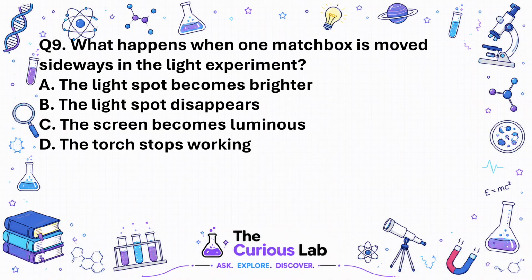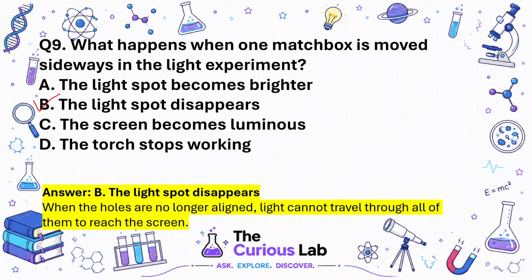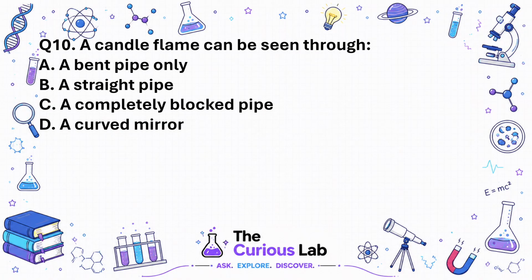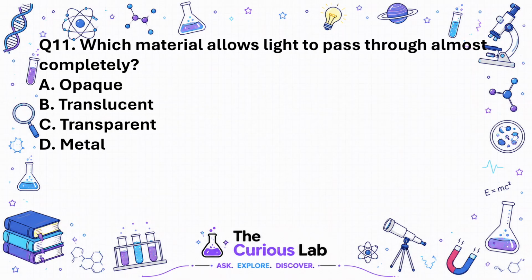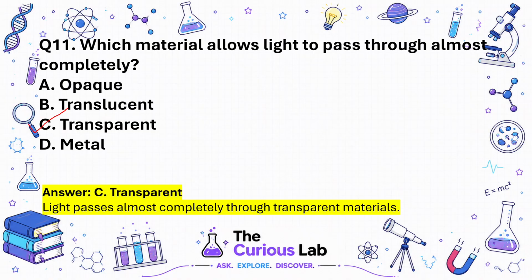What happens when one matchbox is moved sideways in the light experiment? The light spot disappears because we know light travels in a straight line, so we no longer see the candle. A candle flame can be seen through a straight pipe. Which material allows light to pass almost completely? So the answer is transparent.